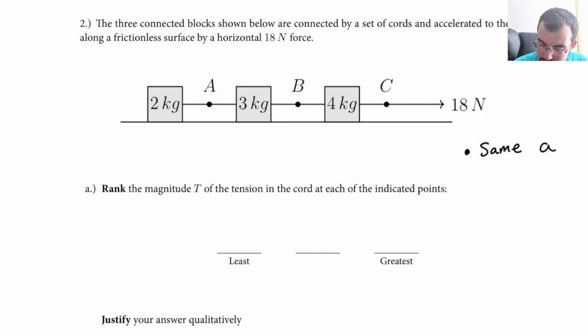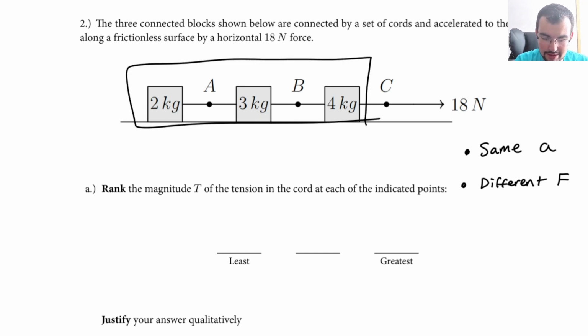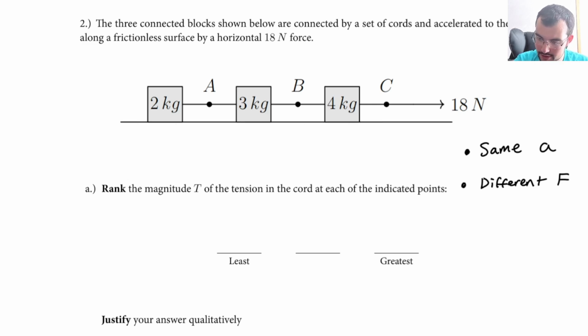So what that means is that there will be different forces in different spots to get that same acceleration. So for example, at A, we just have to supply some sort of acceleration to the 2 kilogram. At B, we've got to accelerate the 2 and the 3. And at C, we've got to accelerate the 2, the 3, and the 4. So the tension actually increases left to right.